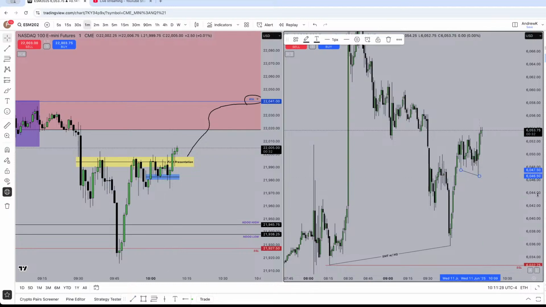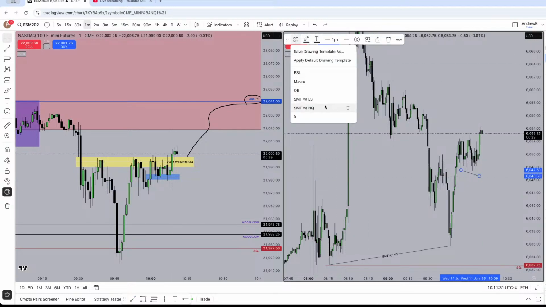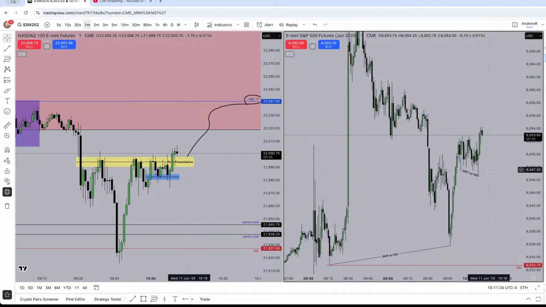Just so people understand, that's SMT there. But that's turtle soup on ES. ES did not take this low. NQ did. Now you're in the silver bullet, but there you go. Get up there. Get to your home.